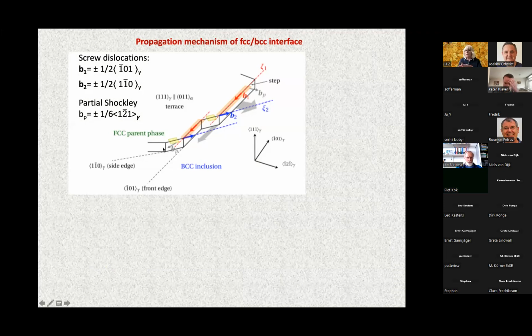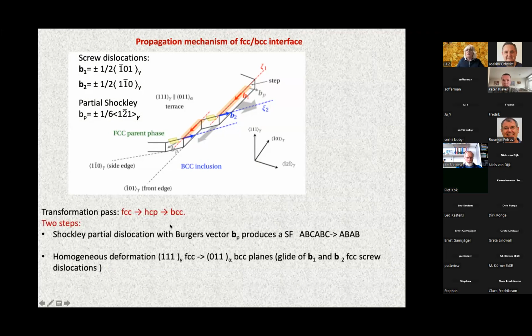So our interface between the FCC and BCC can be considered like a terrace with some kink, as you can see here. And to propagate, we have a two-step propagation. First of all, I would like to say again that we have this Burgers vector of the Shockley partial dislocation. We have two kinds of Shockley partial dislocation, you see in this direction and the perpendicular direction. And we have two kinds of screw dislocation, B1 and B2.